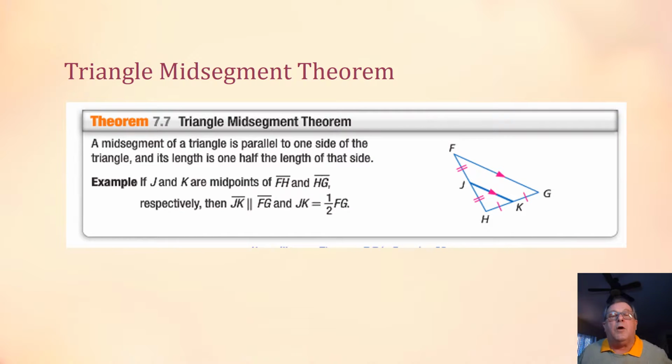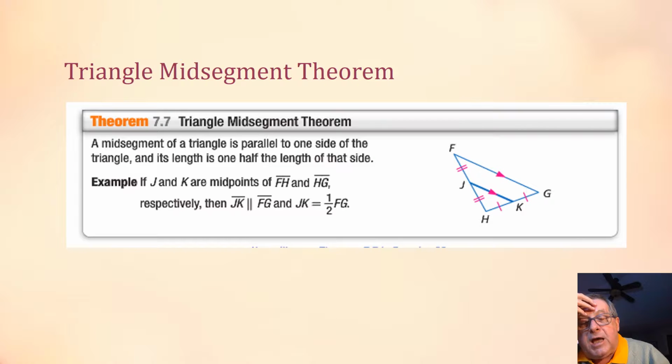We've looked at the triangle proportionality theorem, and we have considered the converse of the triangle proportionality theorem. And now we're going to review the triangle midsegment theorem, which states a midsegment of a triangle is parallel to one side of that triangle, and the length of the midsegment is 1/2 the length of that side. So let's look at this diagram that we have here.